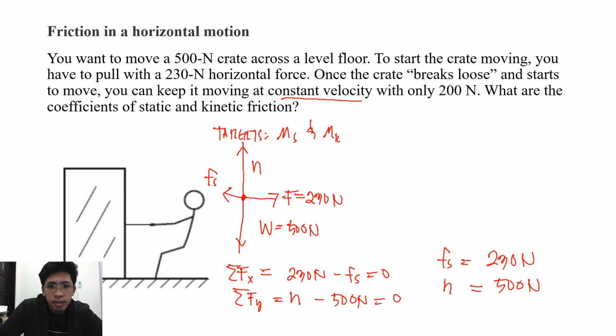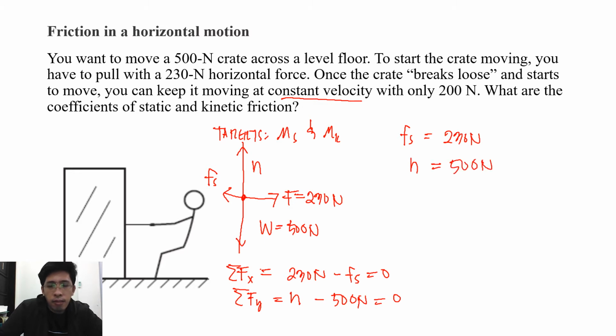Okay, so again, from your equations, your Fs is equal to 230 newtons and your normal is equal to 500 newtons. But our target here is mu s. So your Fs is equal to mu s times N. So your mu s is equal to Fs over N.